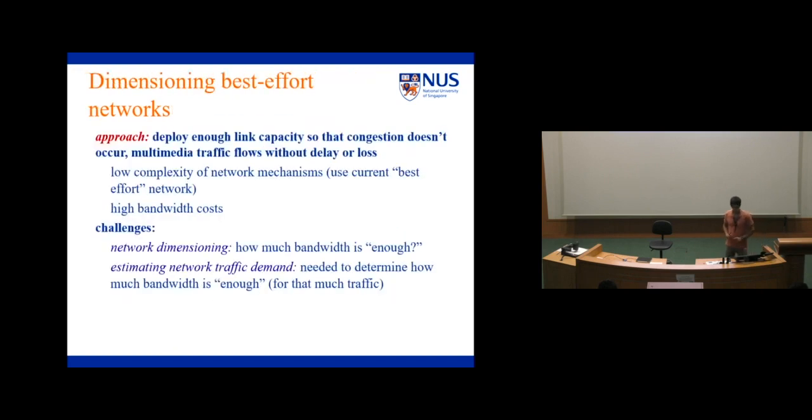So this is dimensioning best effort network. This is the approach we have seen so far. We just throw money at the problem. We deploy enough link capacity so that congestion doesn't occur. Even if it occurs, still our multimedia applications can be mostly supported. And in fact, we have sufficient evidence that this works.